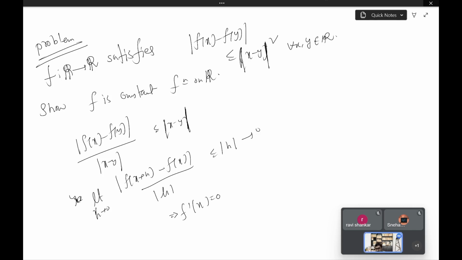So since the limit is 0, this implies f is differentiable. I mean, f is constant. If the derivative is 0, then f is constant, right? Yes, sir, this is how we define differentiation also, no? f of x plus h minus f of x, divided by h. Yes, right.